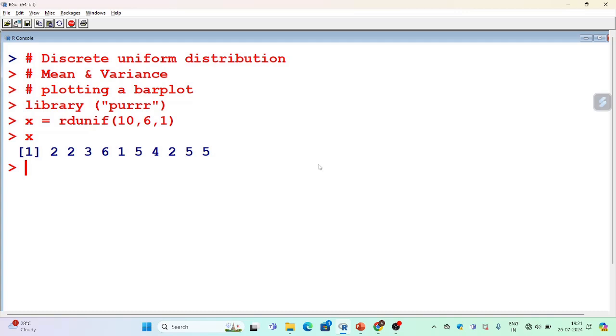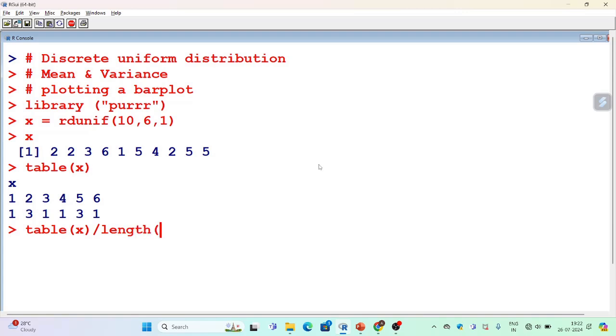Now let us find the frequency, exactly how many times each number is generated. For that I will type table(x). Now you can see this is the frequency table, 1, 2, 3, 4, 5, and 6, and how many times each number was generated. Now ideally I should get a bar plot where all the probabilities are 1 by 6. Let me just see, if I divide table of x by length of x, these are the probabilities which I got.